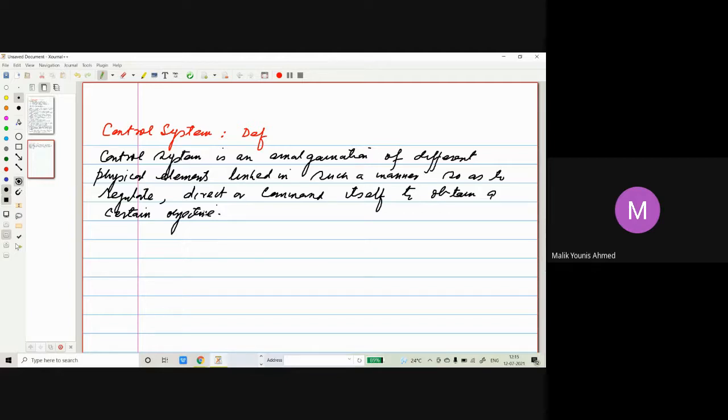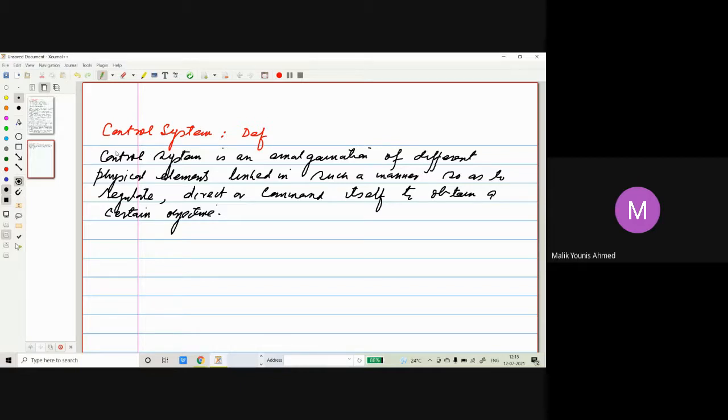In simple words, control system comprises of the number of physical components which are connected in a particular manner so as to regulate. That means whatever the regulation has to be done, in small words, regulation is called a controlling action. Whatever the control has to be done, then we have to direct. Whatever the control action has to be done, for that command has to be given, and once that command is given, control action will be achieved. Once the control action is achieved, a particular objective or aim will be accomplished, and that is what a control system is.